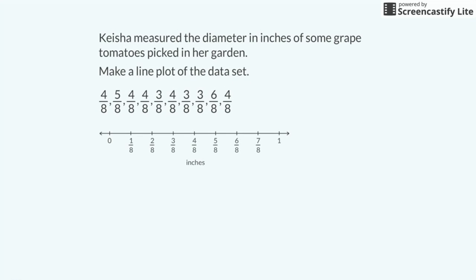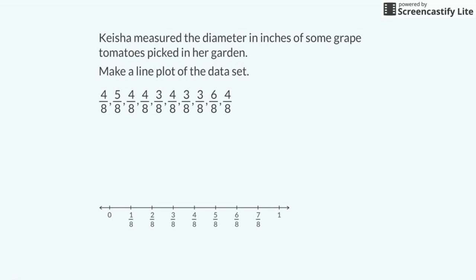I am going to mark my number line from 0 to 1 using 1/8 inch increments. I don't need any values greater than 1 because all the diameters are less than 1 inch. Now I am going to place a dot above each number on the number line for the diameter of the grapes. I have 4/8, 5/8, 4/8, 4/8, 3/8, 4/8, 3/8, 3/8, 6/8, and finally 4/8.